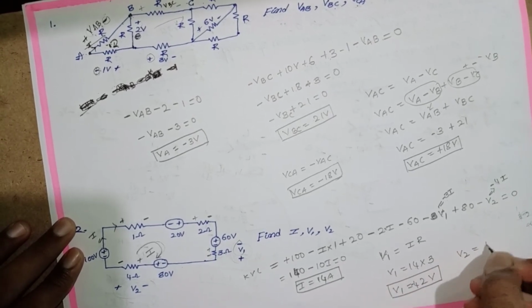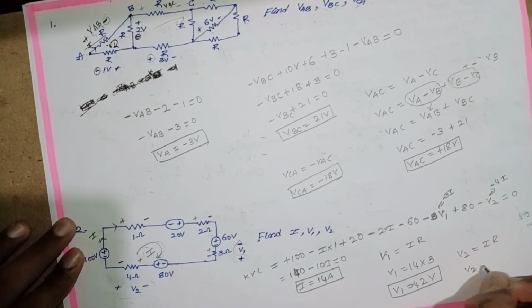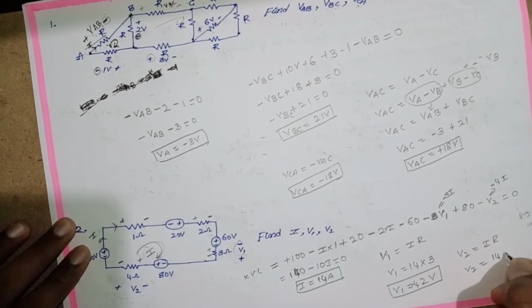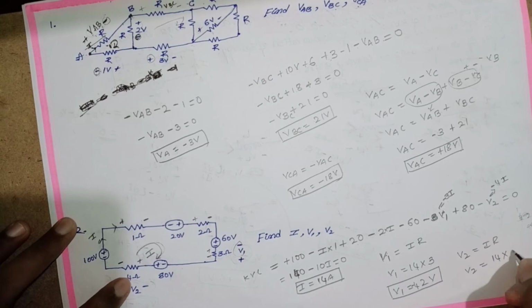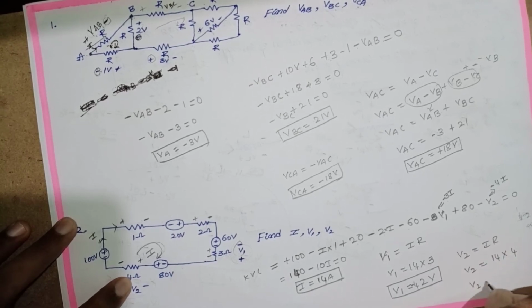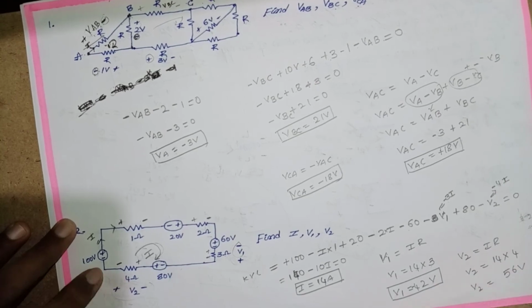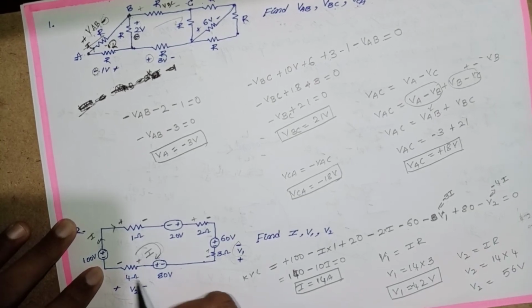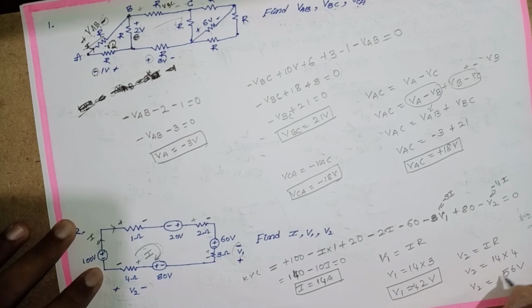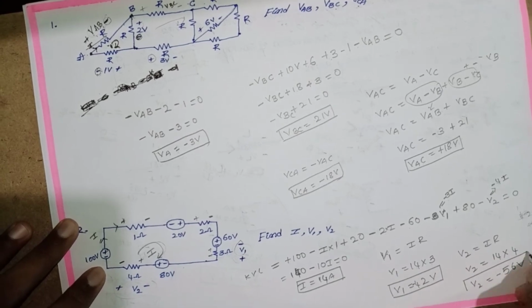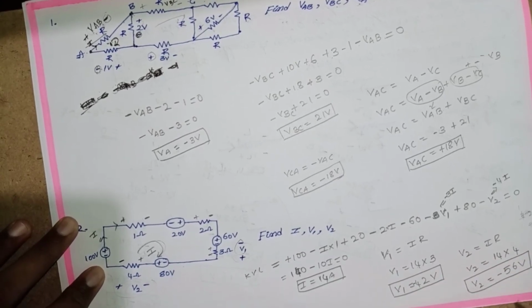V2 is equal to I into R. V2 is equal to the current 14 ampere into R 4 ohm. V2 is equal to 56 volt. Positive or negative? Compare the plus minus, minus plus. So put a negative sign. Thank you for watching.